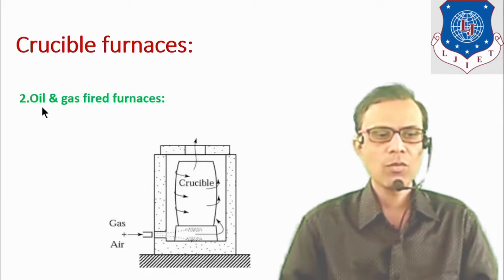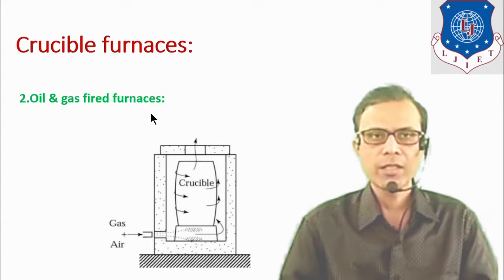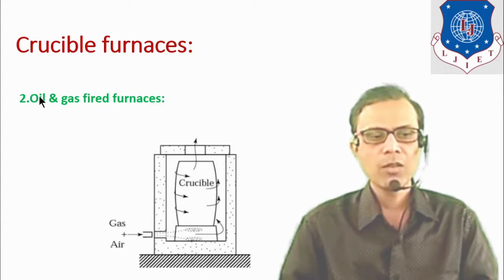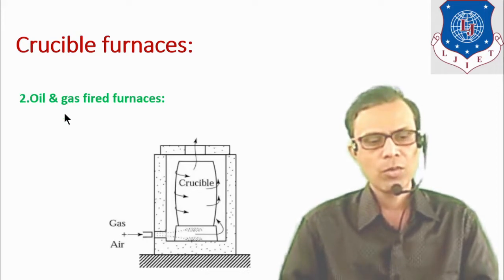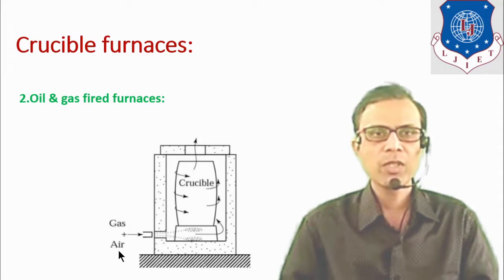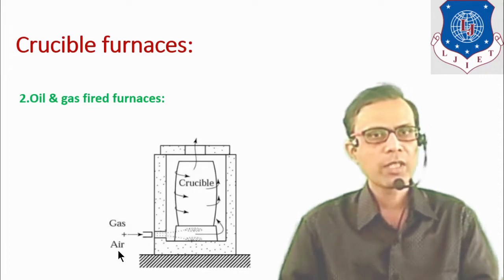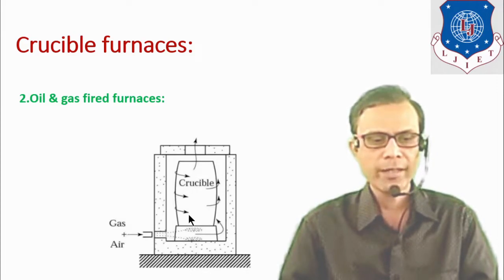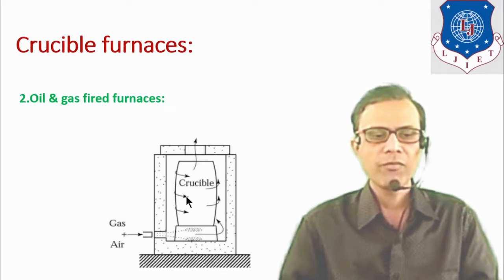Next type is oil and gas fired furnaces. The fuel used for combustion purpose may be oil or gas. Here it is a mixture of gas and air. Oxygen from the air is useful for the combustion process. So fuel used is gas plus air, and a crucible is placed inside this furnace.